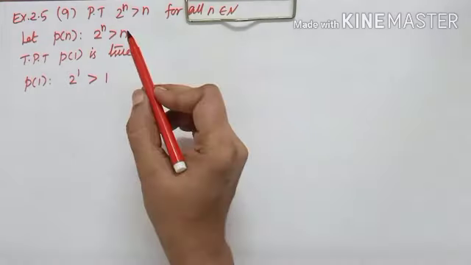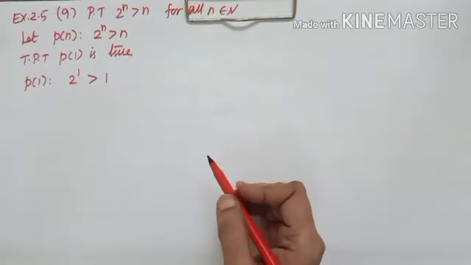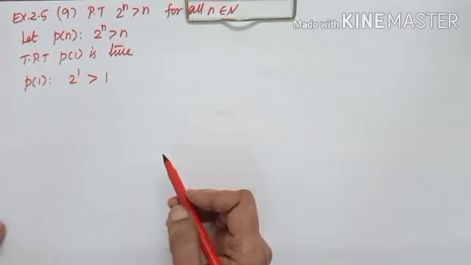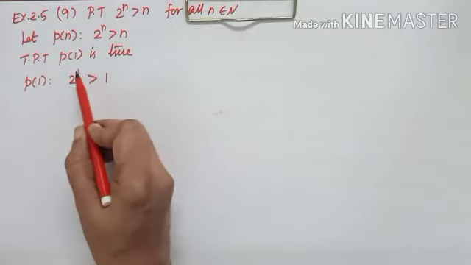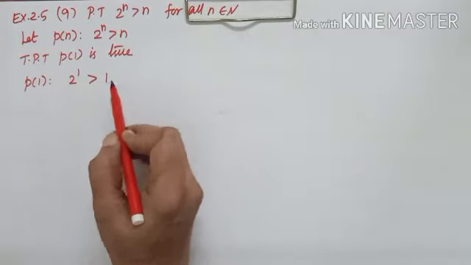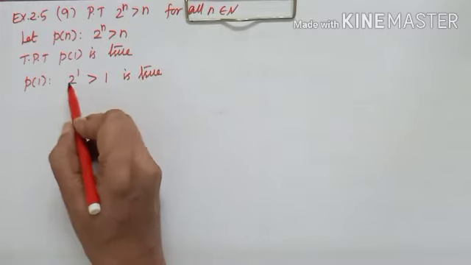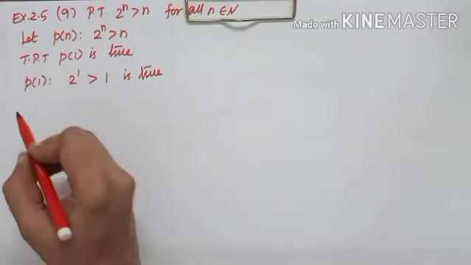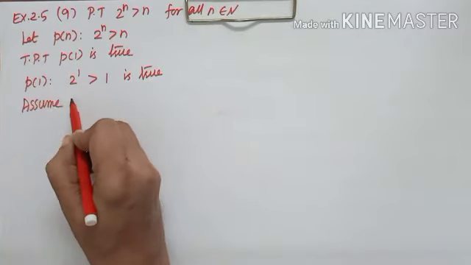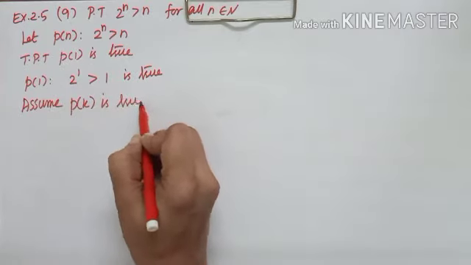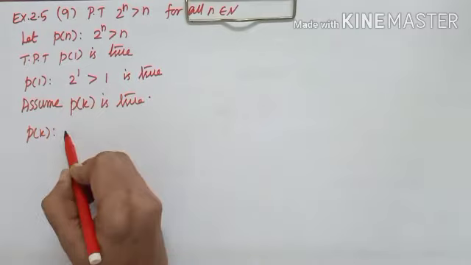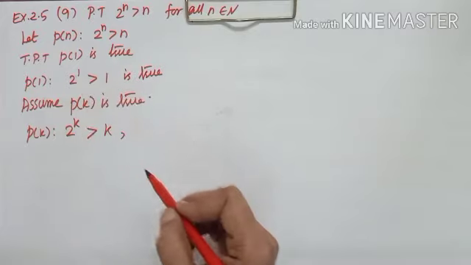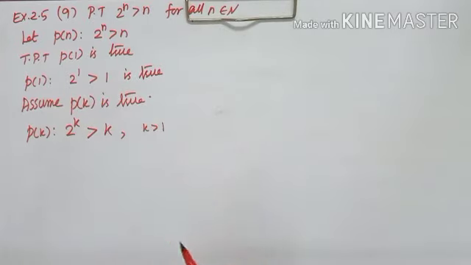Question number 9. Prove that 2 power n greater than n for all n belonging to N. Take the given question as P of n. To prove that P of 1 is true, wherever n is coming, put 1. 2 power 1 greater than 1 is true. Yes, because this is 2, and 2 is greater than 1. Therefore, P of 1 is true. We will proceed to assume P of k is true. What is P of k? 2 power k greater than k, and we have already proved for 1.